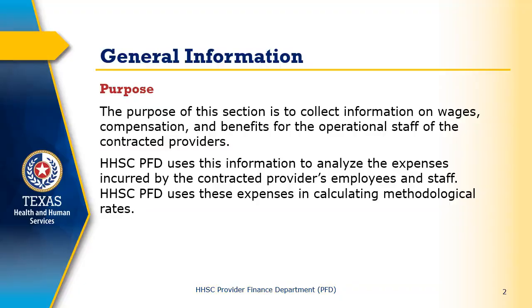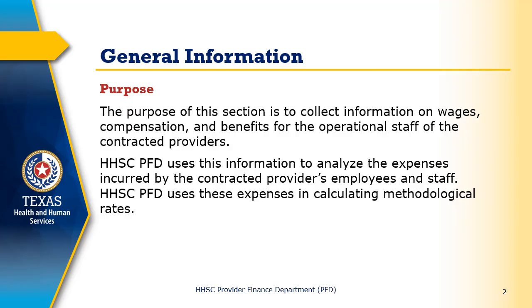Section 7 of the Cost Report is designed to gather comprehensive information on wages, compensation, and benefits for the contracted provider's staff. Examples of staff types included in this section are attendant staff, non-attendant staff, administration staff, and central office staff. However, this is not an exhaustive list. Additional categories, such as direct care and non-direct care staff, may also be relevant for reporting purposes.